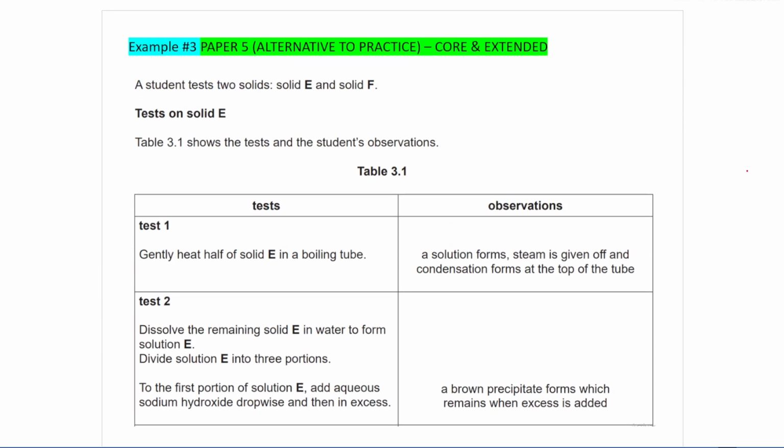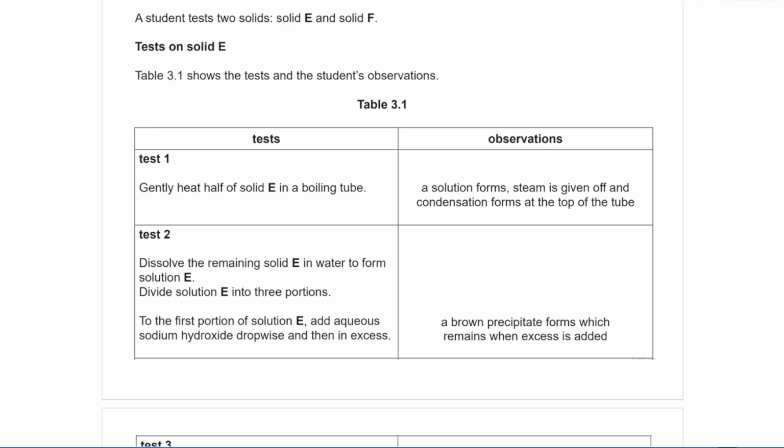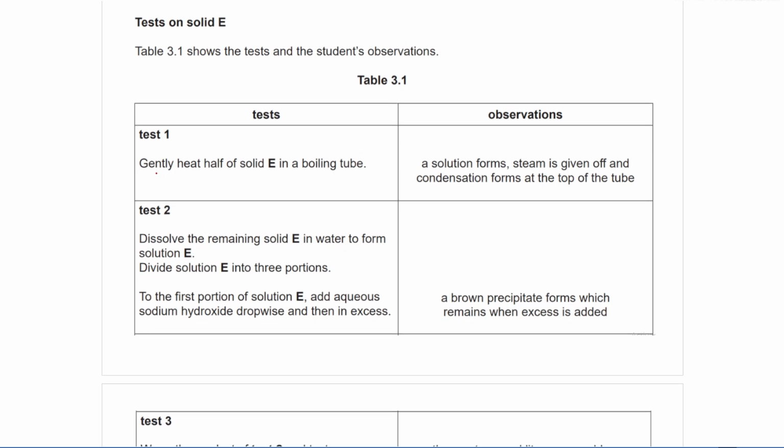So let's get started. For this exercise, we have solid E and solid F. We don't have an aqueous solution in this one. For solid E, we're going to do many tests. For test 1, we gently heat half of the solid E in a boiling tube. The observation is that a solution forms, steam is given off, and condensation forms at the top of the tube. So this is very basic.